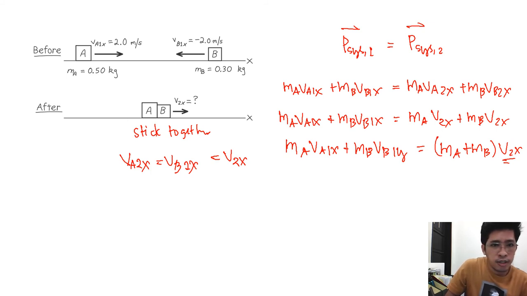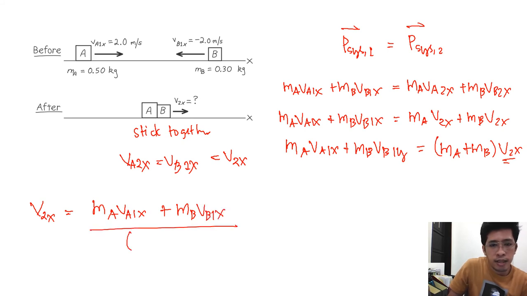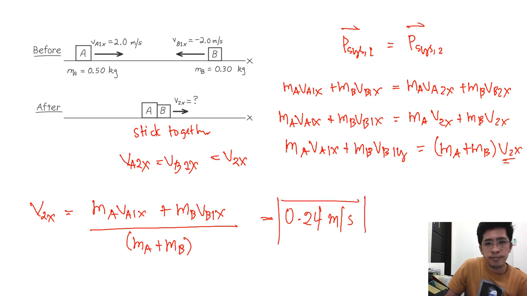So your V2x is just equal to MA VA1x plus MB VB1x divided by MA plus MB. And you can solve this one. You'll get a value equal to 0.24 meters per second. Please verify if it is the right answer, if I've written the right one. And if not, just comment on the video below to tell me that the answer was wrong. Okay, so that's it.